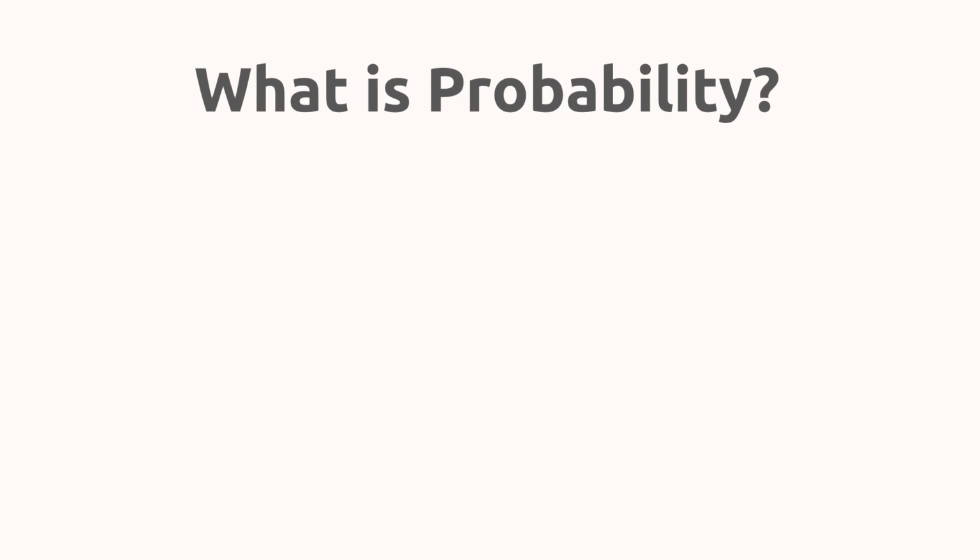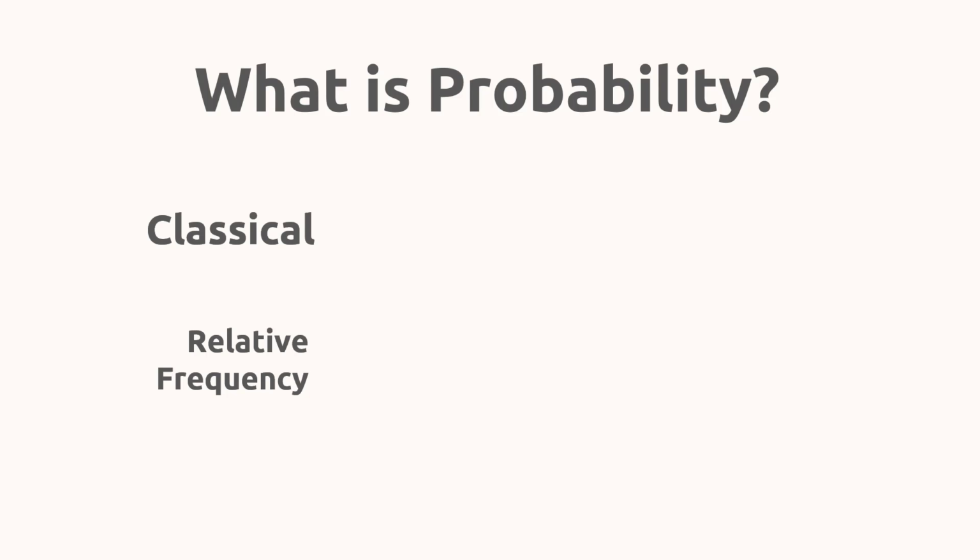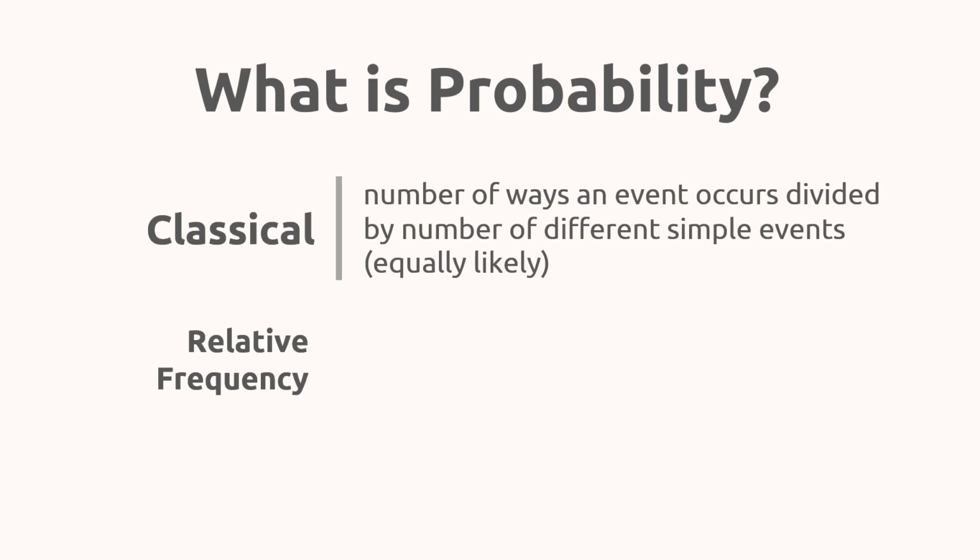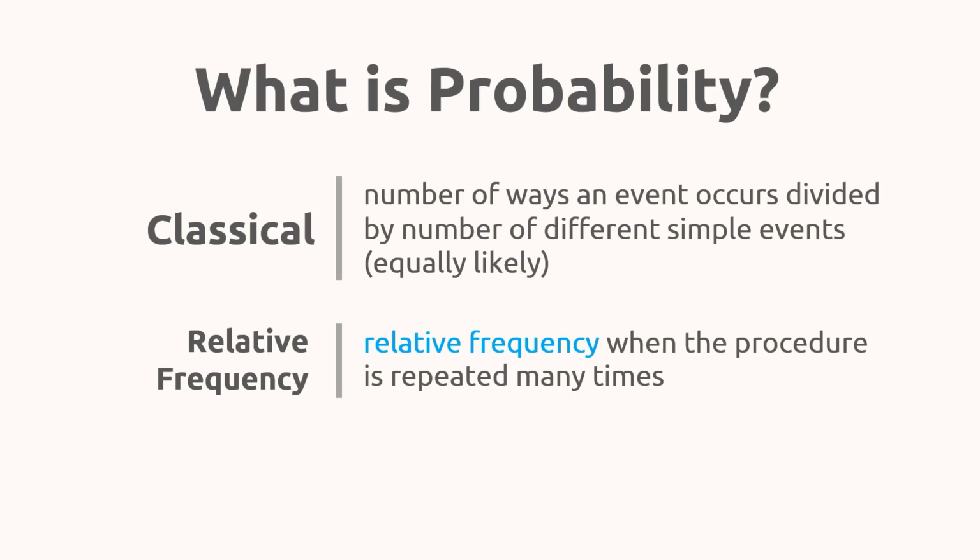So what is probability? There are different interpretations, and we'll talk about 2 that are often discussed in introductory statistics: classical and relative frequency approaches. In classical approach, probability is expressed as the ratio of number of ways an event occurs to the number of different simple events that are equally likely to occur. The relative frequency approach says that the probability of an event can be approximated by the relative frequency of the event when the procedure is repeated many times.